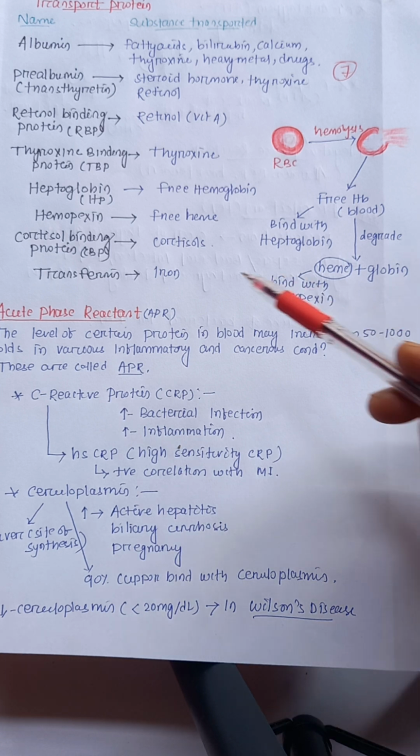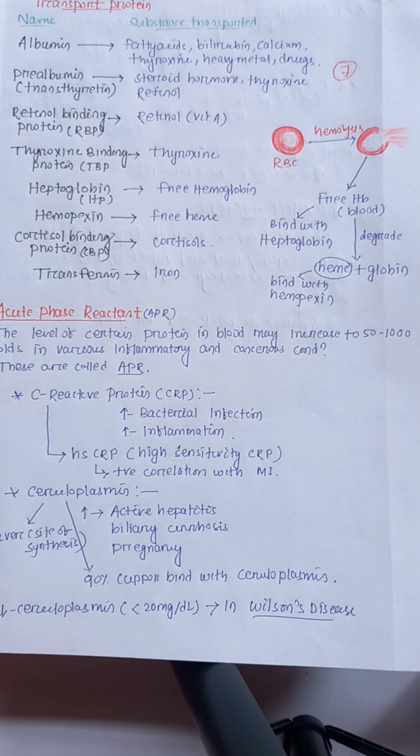Also, cortisol binding protein will bind with cortisol, and transferrin binds iron. That's why in iron deficiency anemia, if there is a decrease in the transferrin level or ferritin level, that indicates iron deficiency anemia. So these are some transport proteins. Let's see next, that is acute phase reactants.